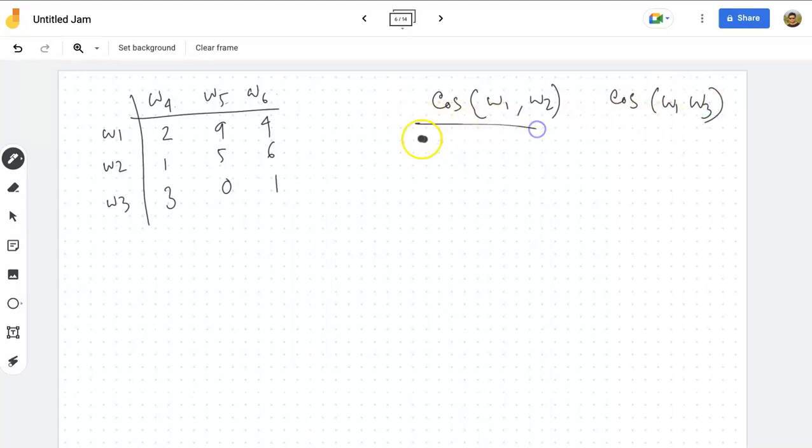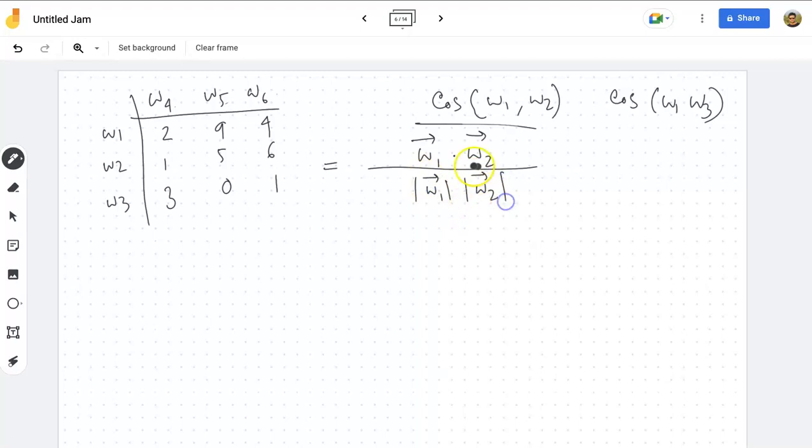What is the formula for cosine similarity? The cosine similarity between two vectors W1 and W2 is the dot product, and then the modulus of this.